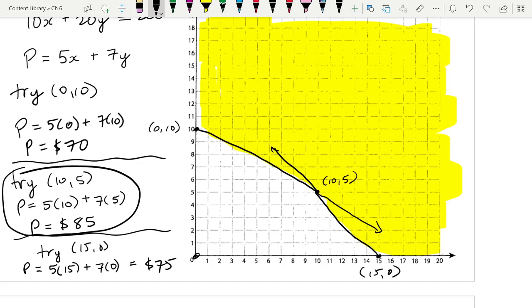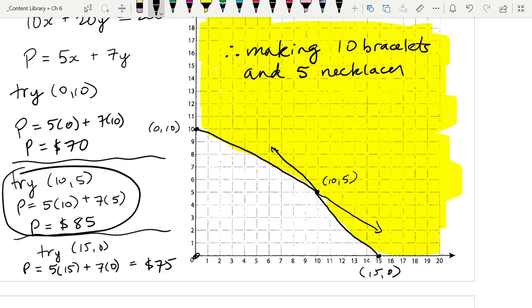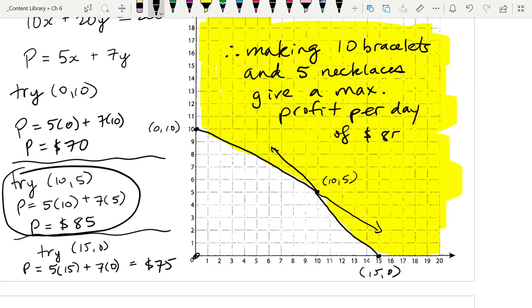And I don't have a whole lot of room here. You could write it on top of this graph. Therefore, making 10 bracelets and 5 necklaces gives a maximum profit per day of $85. So that's my solution.